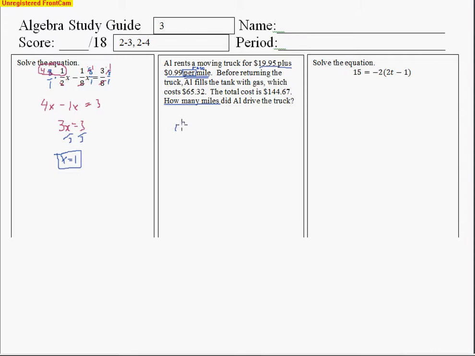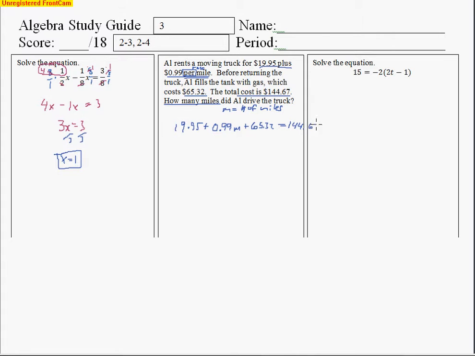I'm going to write down 19.95 plus 0.99m, where m equals number of miles. And then I continue reading on. It says, before returning the truck, Al fills the tank with gas, which cost him $65.32. That's an extra expense that he has. Let's write that in there, 65.32. And it says the total cost is $144.67. That's what he spends all together.